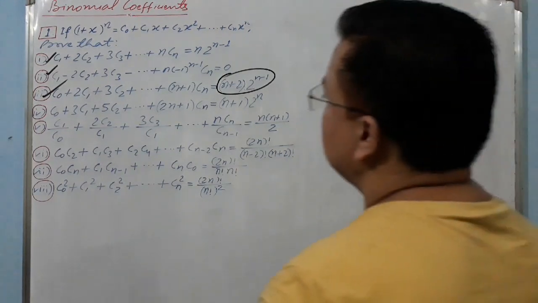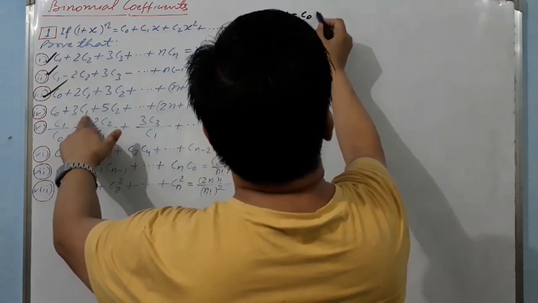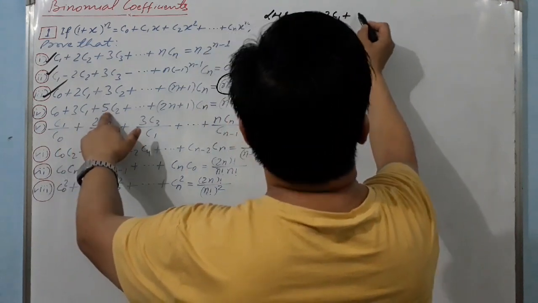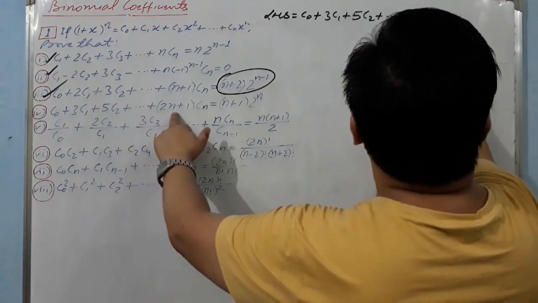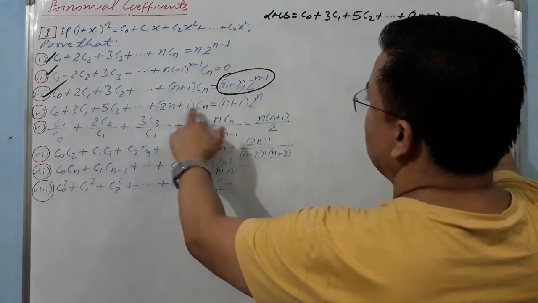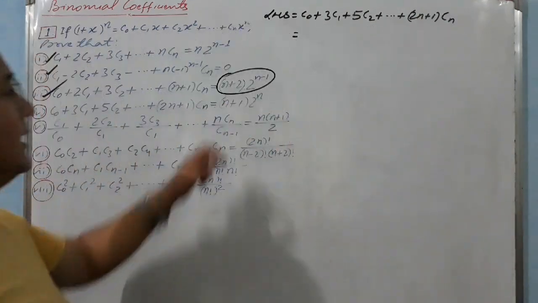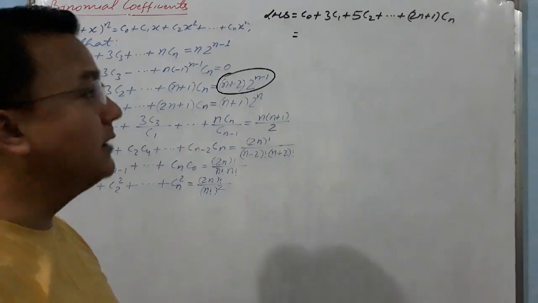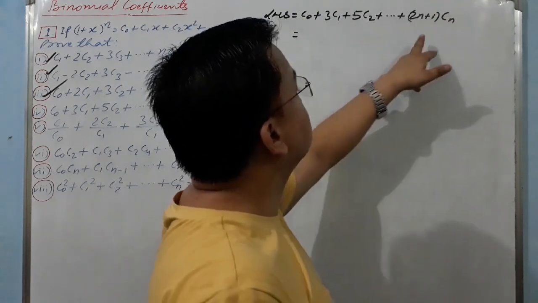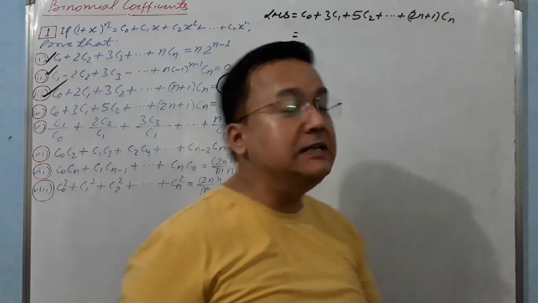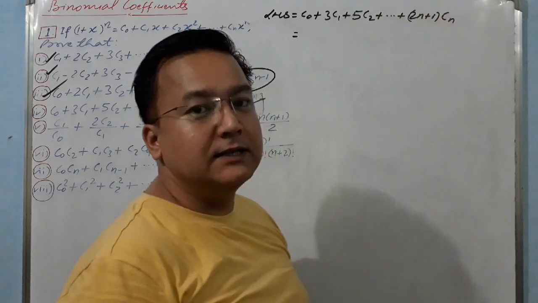Question number 4. Taking the left hand side: C0 plus 3C1 plus 5C2 plus dot dot dot plus (2n plus 1) Cn, is equal to, and on the right hand side we have (n plus 1) times 2 raised to power n. Firstly, see the last term here, how we have broken the terms. The last term will give you the hint: 2n plus 1 times Cn. We have broken it as 2 times n plus 1, right?